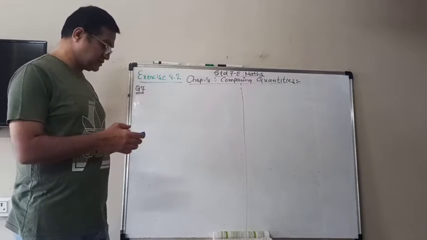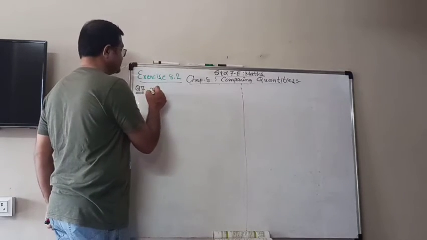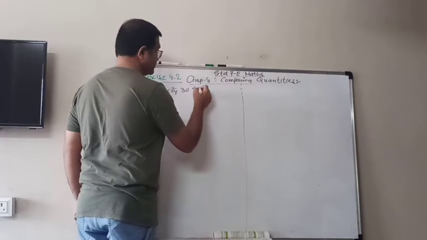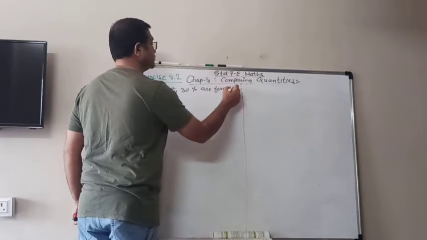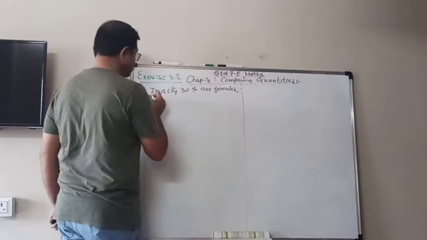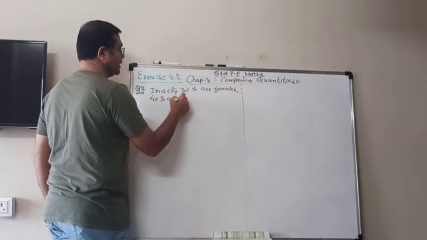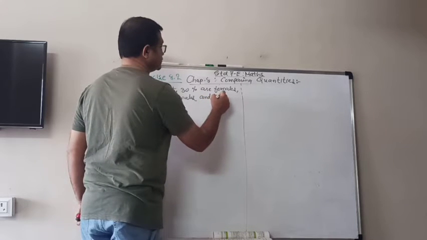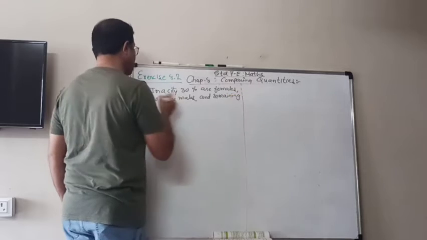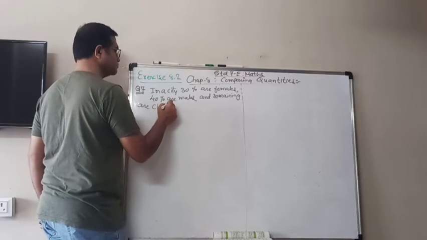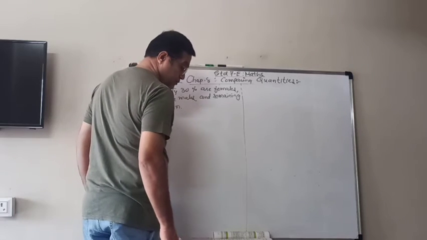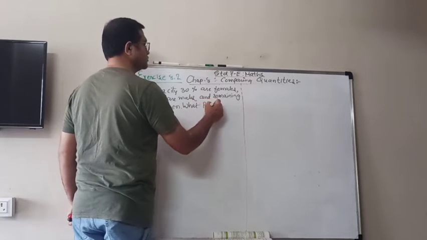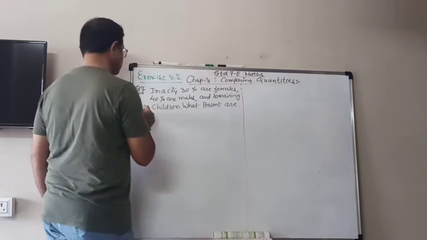Now question number 7, it is a word problem. In a city, 30% are females, 40% are males, and remaining are children. What % are children?